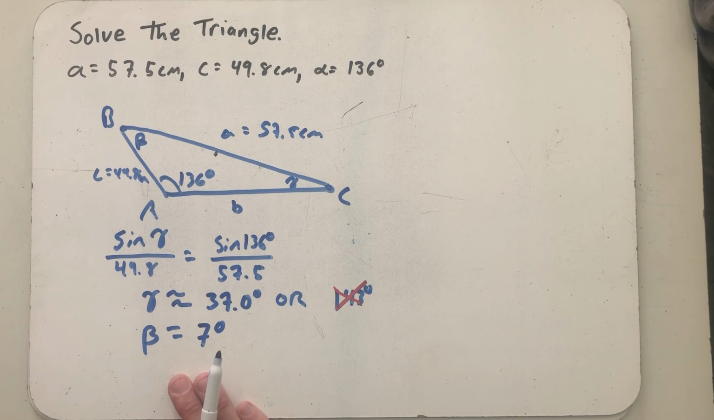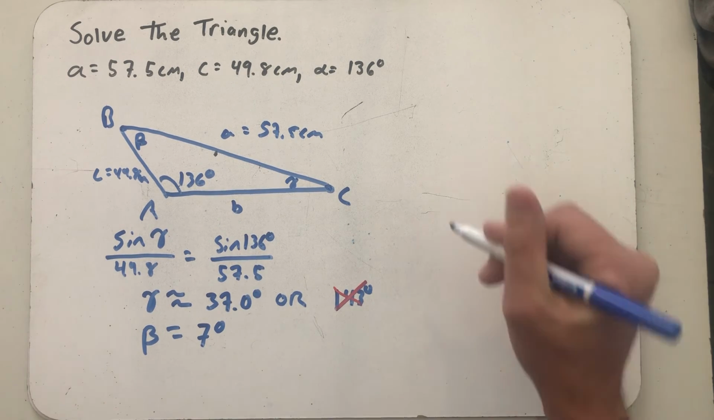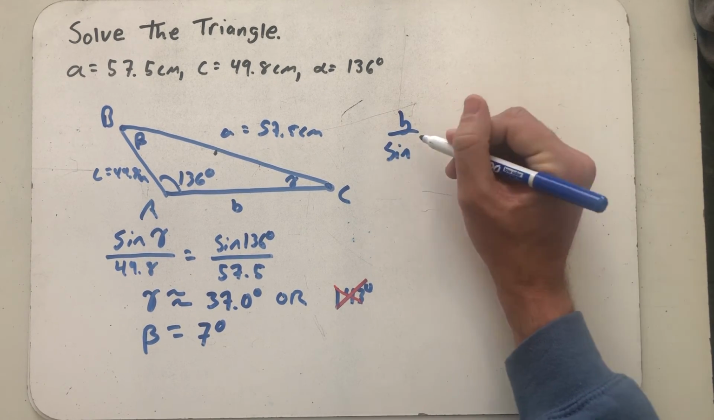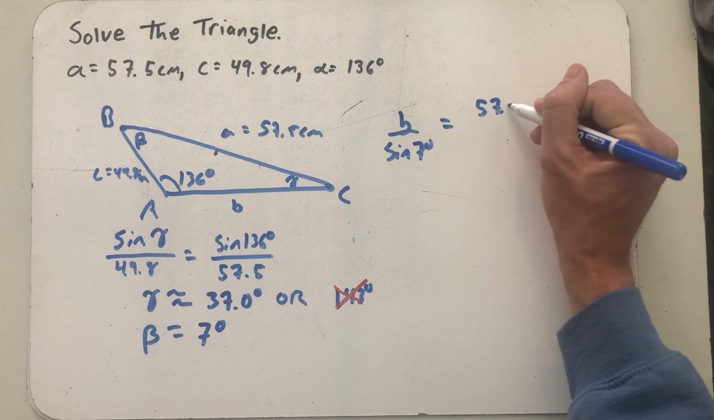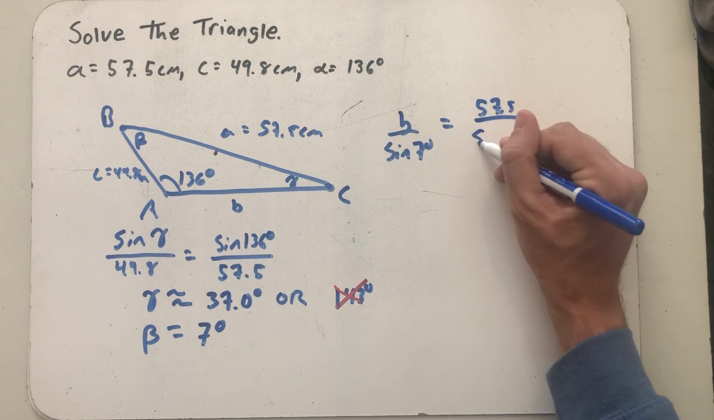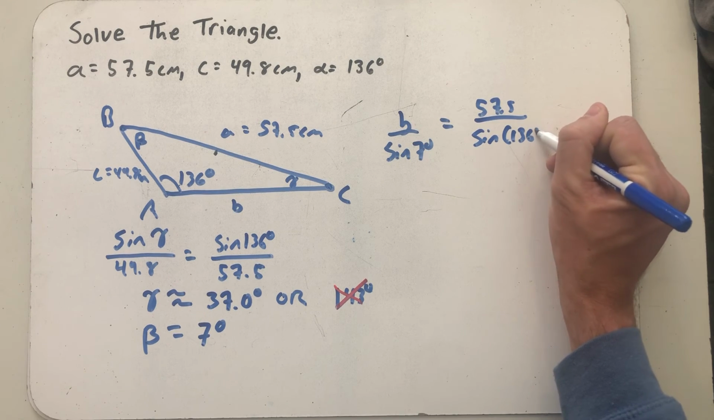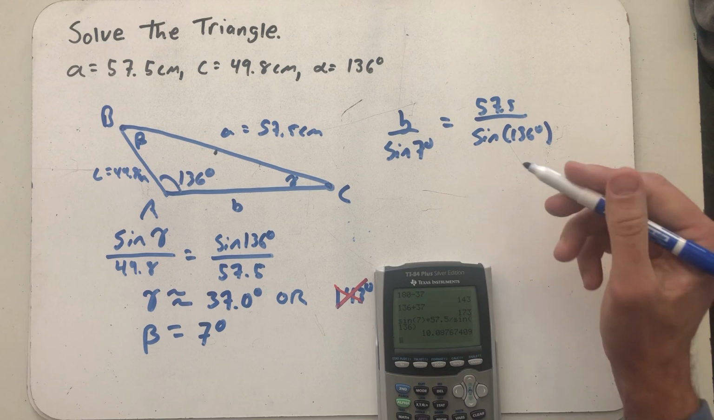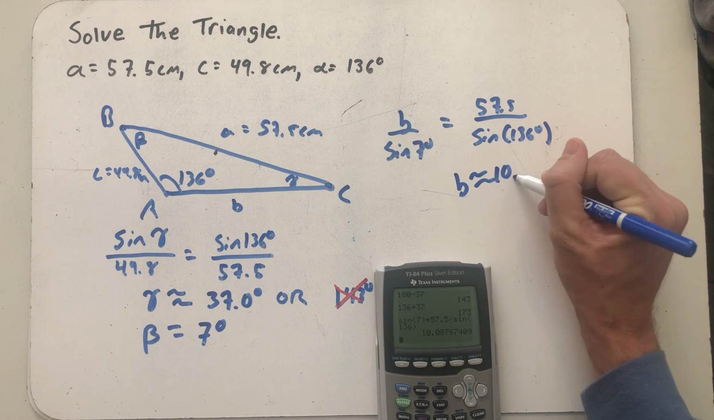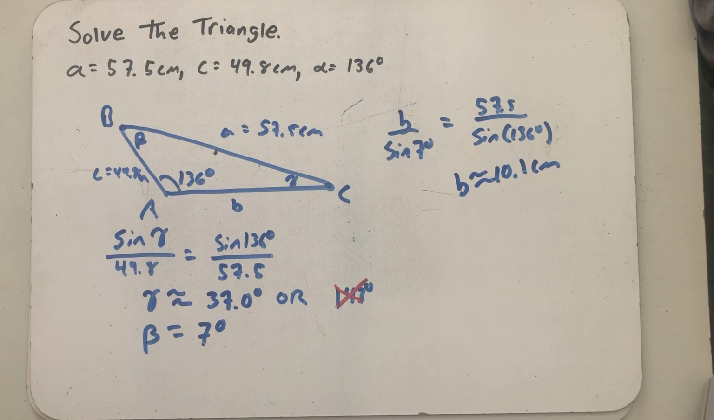All right, so I have everything I need except for side length B. B over the sine of 7 degrees is equal to 57.5 centimeters over the sine of 136 degrees. I can find B. Multiply both sides by the sine of 7 degrees. And I find out that B is about 10.1 centimeters. And we have solved our triangle. This one only has one solution, and that's it for now.